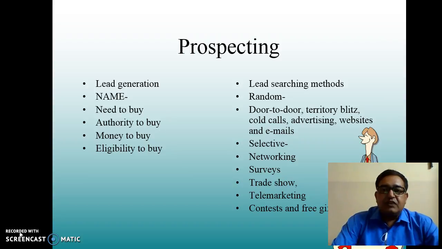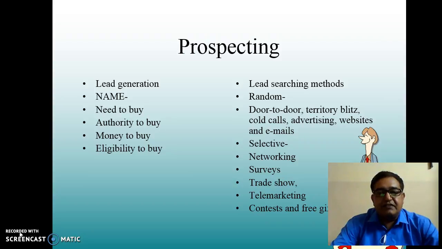Now, what are the different lead searching methods from where you can get a lead? A lead can be random. It can be collected through door to door, or obtained from territory blitz, or by doing cold calls, or through advertising, or from websites, emails, or from other digital media, or it can be selective also.